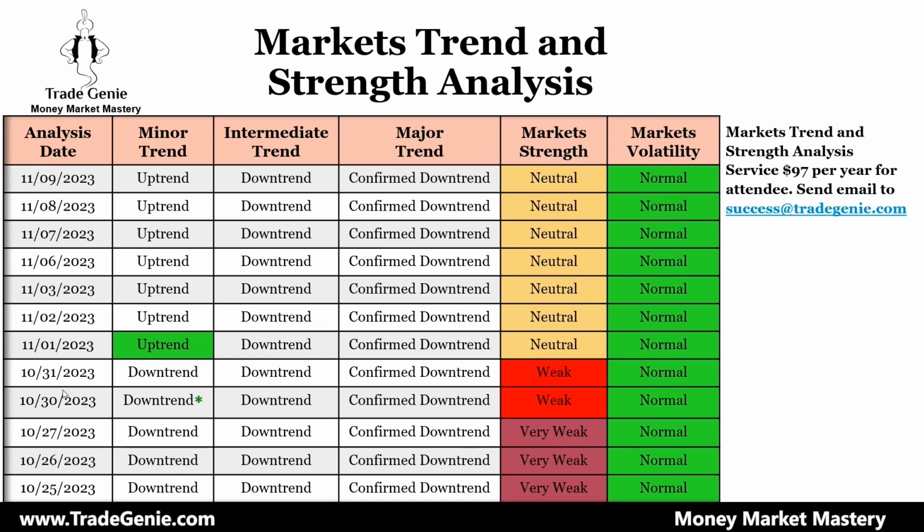So here's the date column. You see the analysis date. It says 25th of October, then 26, 27, so it's working backward, and I will explain to you. Before 1st of November, you see the minor trend says uptrend, and I put it in green. Before the 1st of November, the overall condition of the market was, according to the definition, a downtrend.